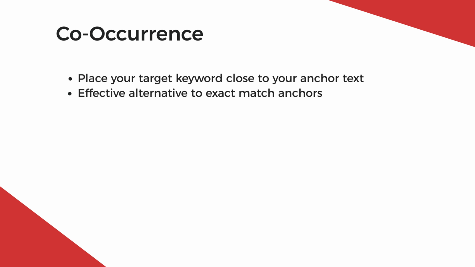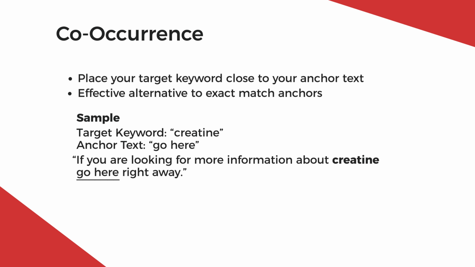To illustrate this a little more easily, I'm just going to show you an example. Let's say your target keyword was creatine and your anchor text was go here. Here is that example in a sentence. If you're looking for more information about creatine, which is your target keyword, go here, which is your backlink, right away. Google will read through this sentence and clearly see that creatine and go here are so close together, and that obviously this link is going to be about creatine, at least in theory.